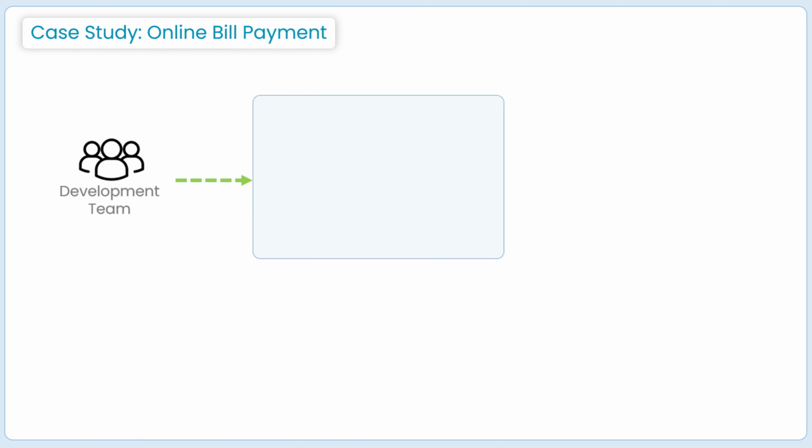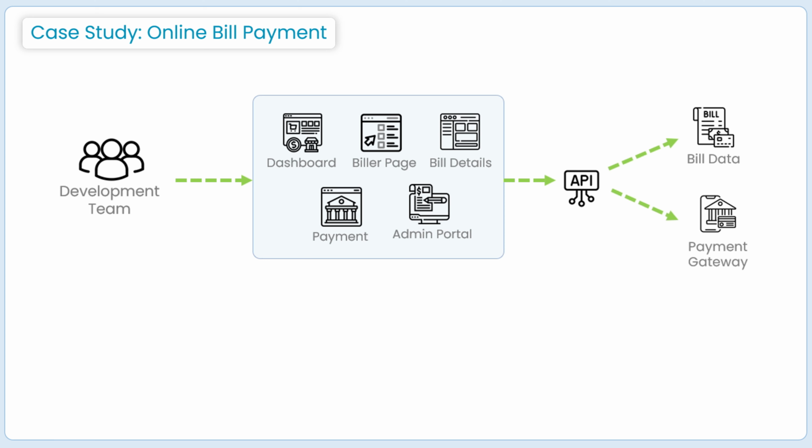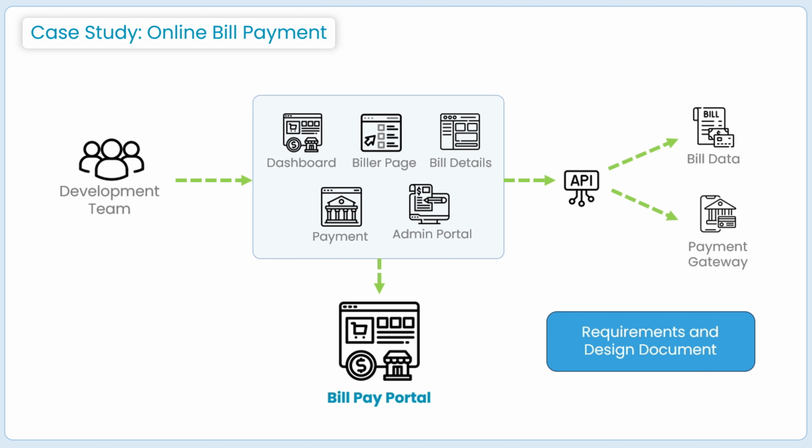Next, in the development phase, the development team will now start building the system. Developers create the web portal for users to make bill payment. They integrate with billers to fetch the bill data. They set up integrations with the payment gateway for payment processing. Everything is built as per the design document.